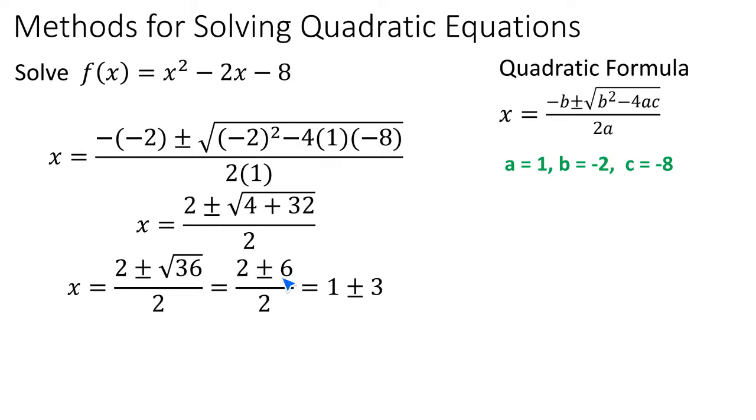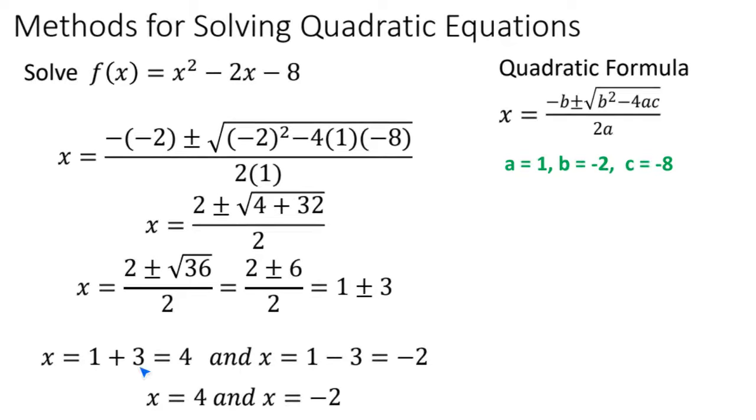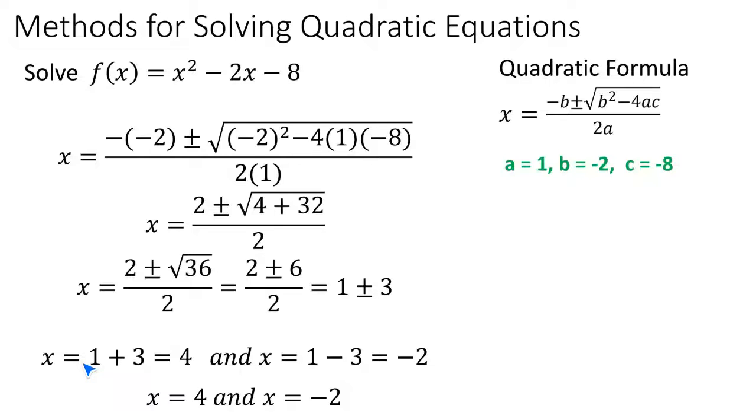So now we're left with this, right? So I can divide. 2 divided by 2 is 1. 6 divided by 2 is 3. So now I just have x is equal to 1 plus or minus 3. So I can separate it as x equals 1 plus 3 equals 4, and x equals 1 minus 3, which is negative 2. So these would be my solutions.